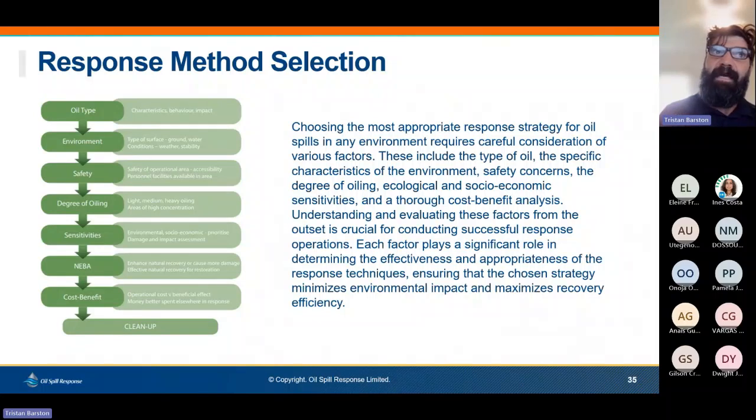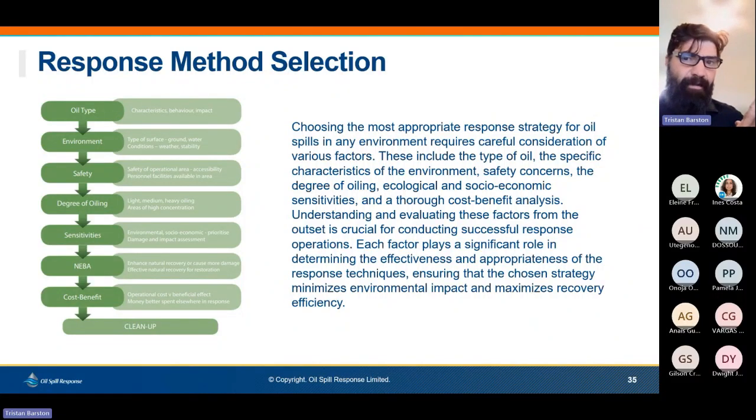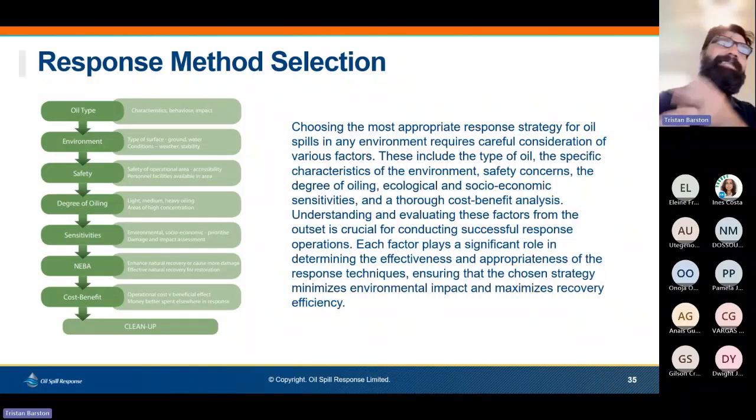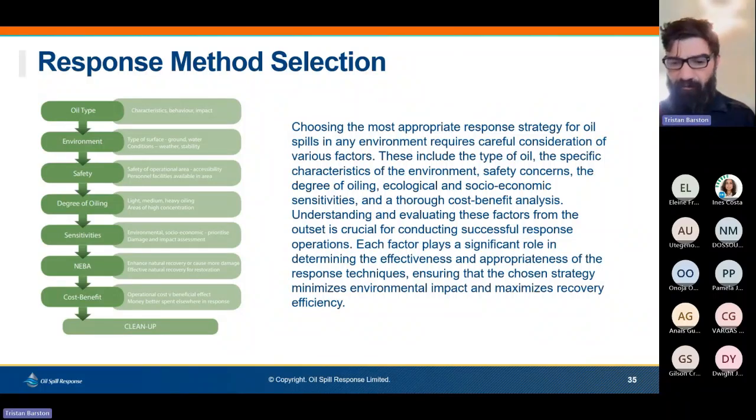And all of these steps, all 7 of these steps, can actually be done during the planning process. This is not something you want to think about once the incident has happened. We need to do this as part of our planning process. So let's have a look at some of the ways that we can respond to oil spills.